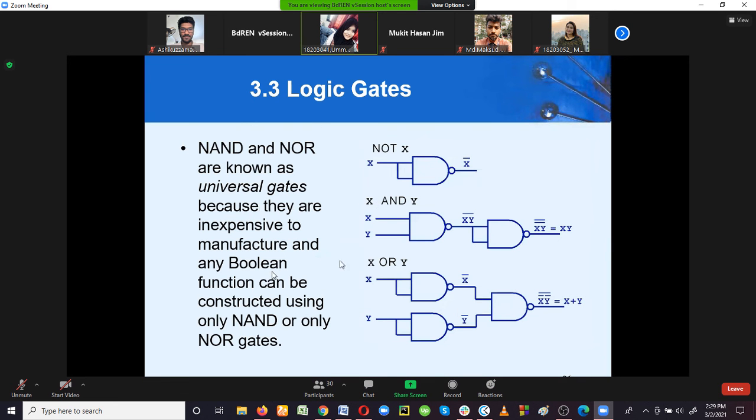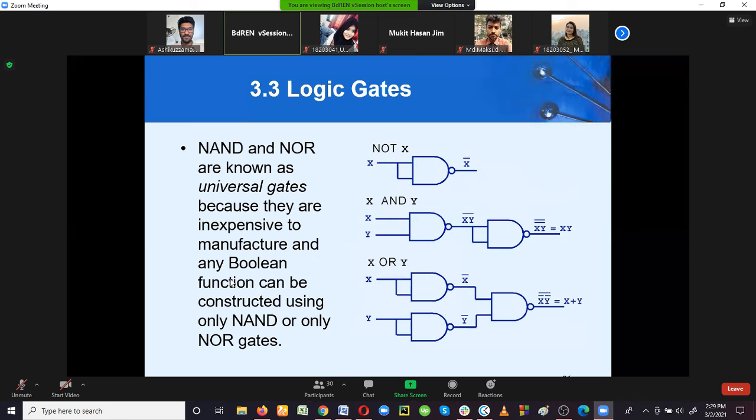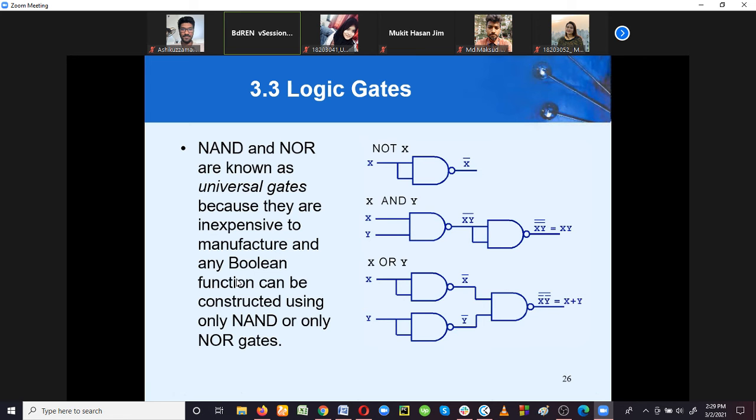Yes, ma'am. NAND and NOR are known as the universal gates. So if I ask you what the universal gates are, they are two: the NAND gate and the NOR gate. These two are the universal gates because they are inexpensive to manufacture and any Boolean function can be constructed by using only NAND gates or only NOR gates.